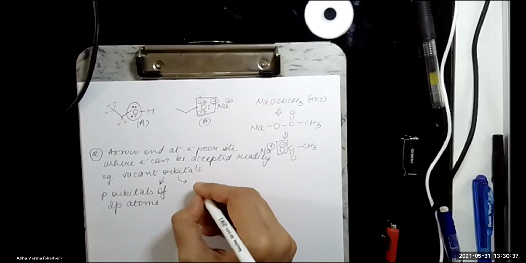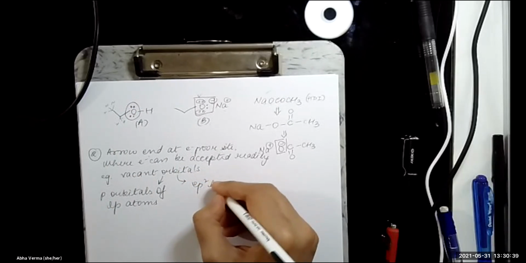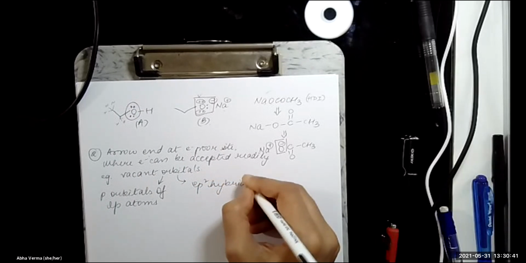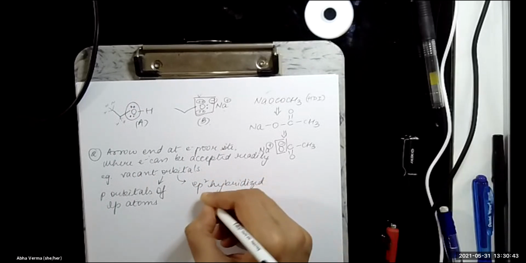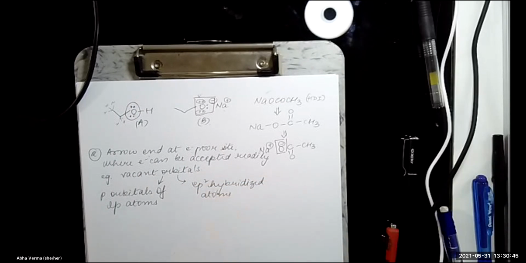Another example are sp2 hybridized atoms. So for now, just memorize what I'm trying to tell you. Where are the electron-rich sites? The negative charge, the lone pairs, and the pi bonds. Your electron poor sites are wherever your vacant orbitals are available, for example, sp2 hybridized atoms or empty p orbital atoms of the lone pair.